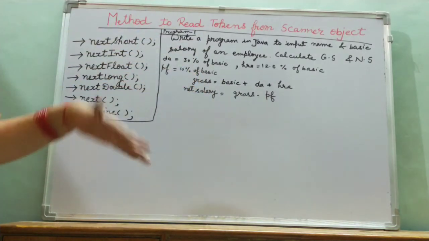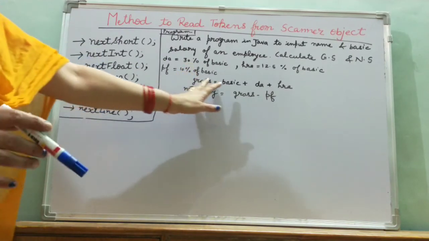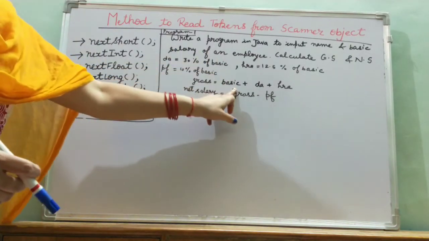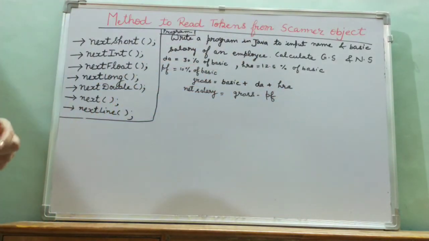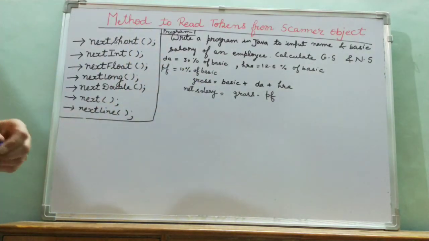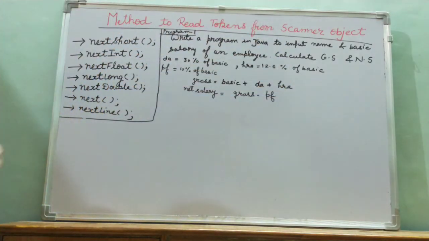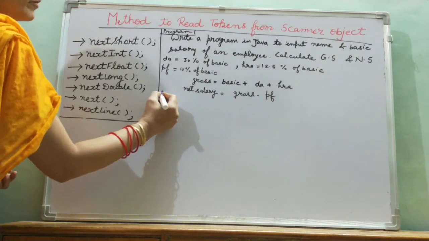How can we calculate the gross salary? The formula is already given in the question. Gross salary we can calculate by adding the basic salary plus DA plus HRA. Then this is the gross salary. And how can we calculate the net salary? Net salary is equal to gross salary minus the provident fund. Let's start now with the solution of this program.